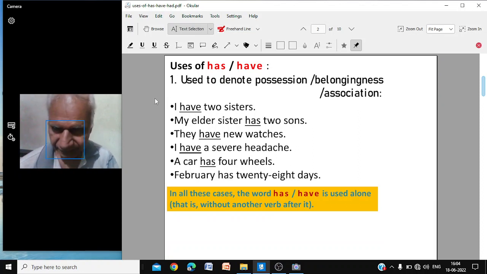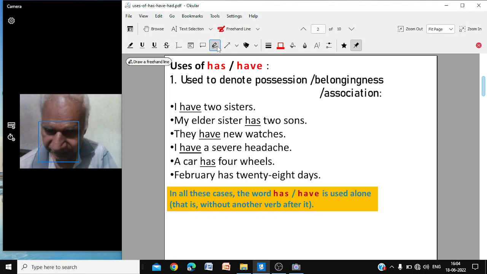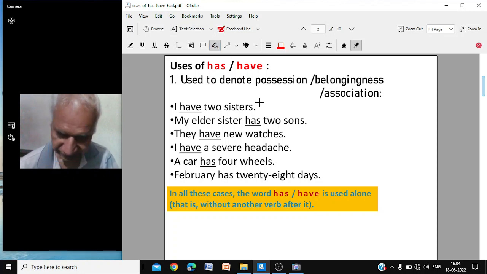First, uses of has or have, because had is past tense. Had is past tense, so we'll be dealing with that later. Has or have is present tense. Both has and have, both are present tense. Has in singular and have in plural.